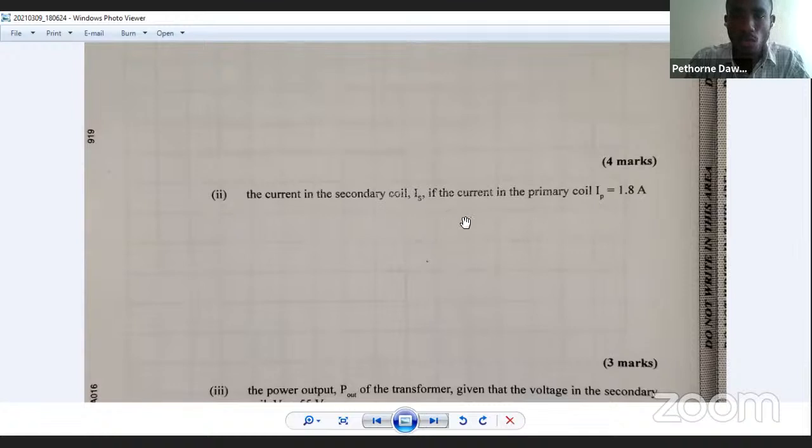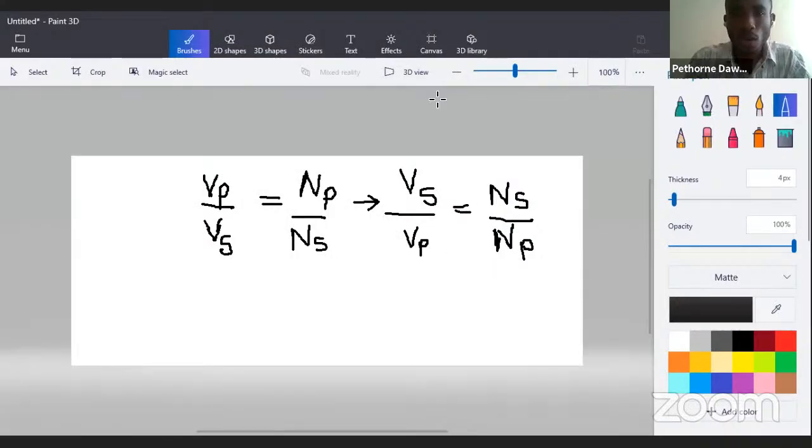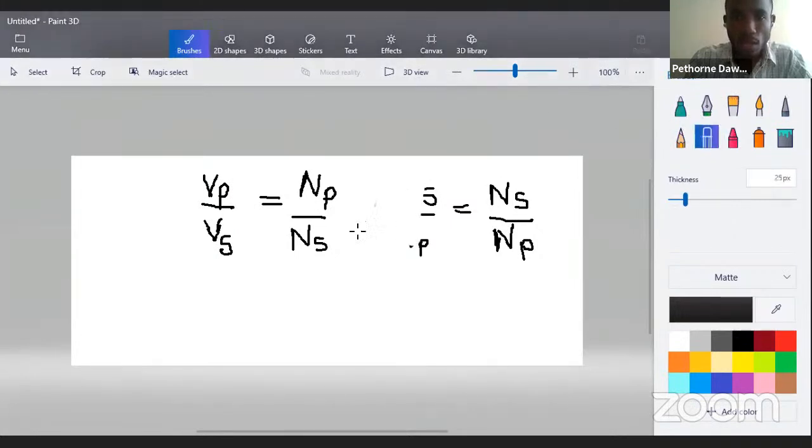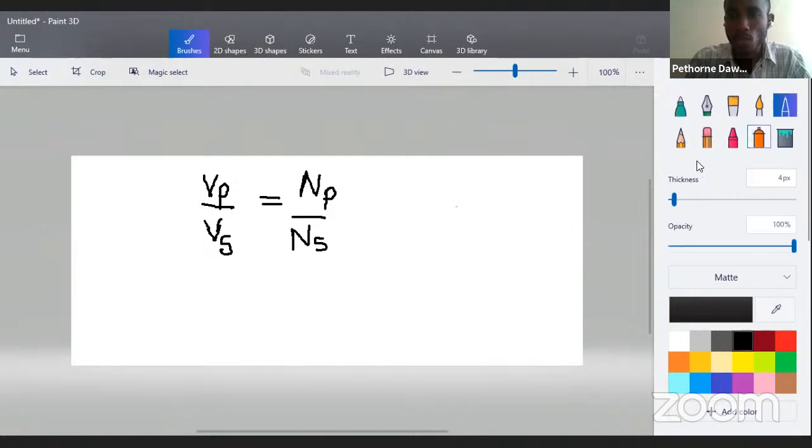Now the next thing is to find what the current in the secondary coil is if the current in the primary coil is 1.8 amperes. Again, I'd have to divert to the screen for the whiteboard. Now, I'm going to make a slight modification to the equation that I wrote here. Well, it's not a modification, it's an addition really. And I'm going to insert now the part that relates to the current.